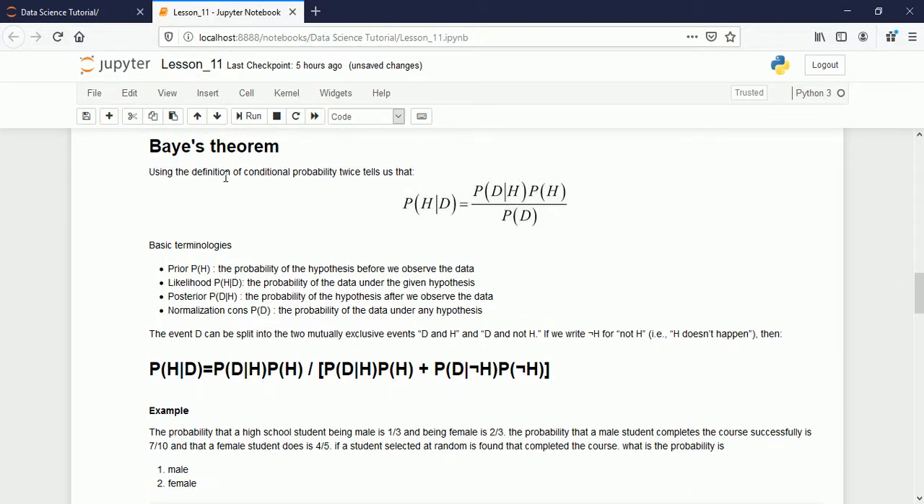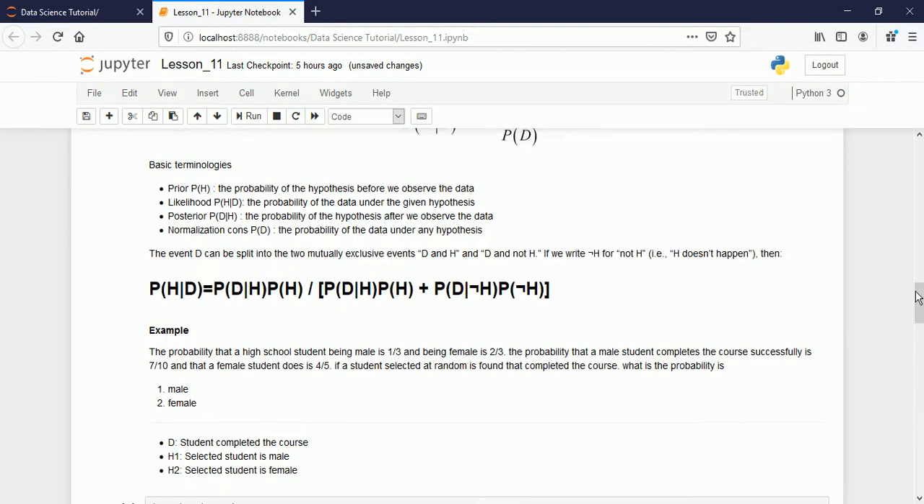Then we have Bayes theorem. In Bayes theorem, this is the formula, friends. It is based on conditional probability. As we said here, probability of hypothesis H given data D is equal to probability of data given hypothesis times probability of hypothesis, divided by probability of data. We talked about some terminologies. If you remember, P(H) is called the prior, this one is called the likelihood, this one is called the posterior, and we have the normalization constant.